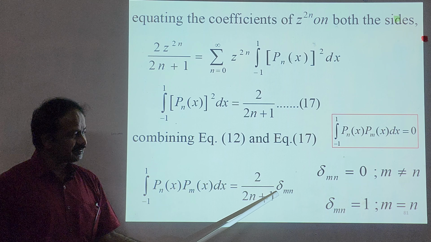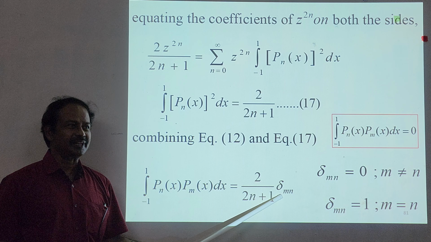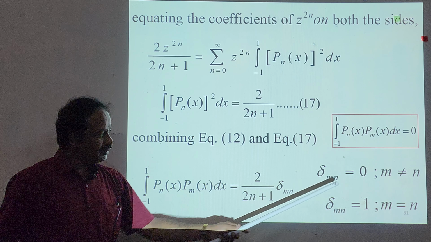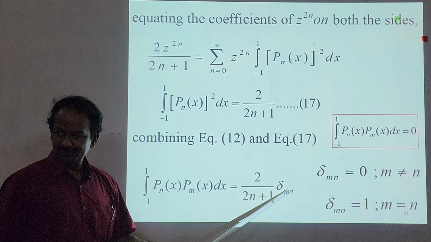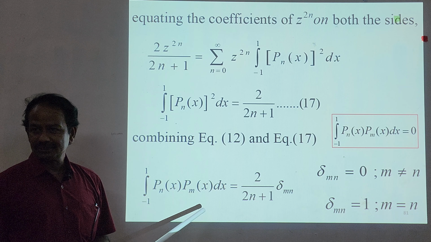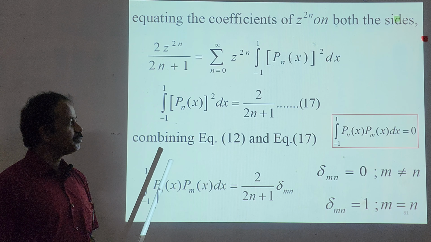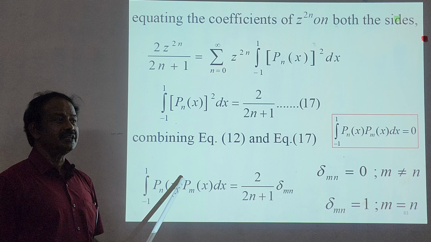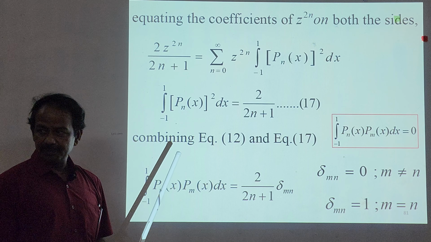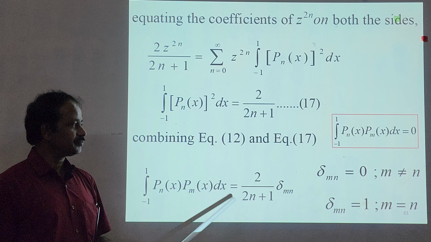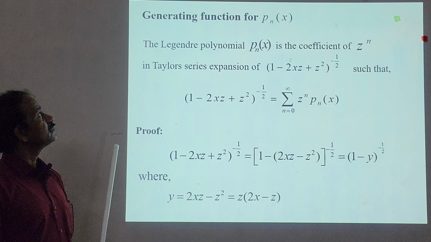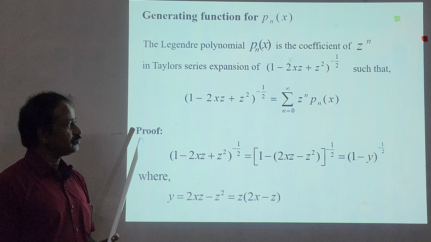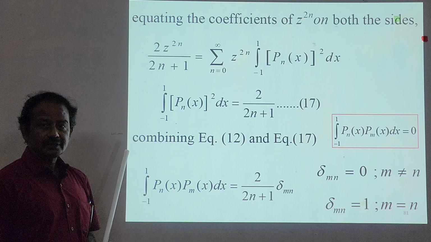Combinedly we can write it, see here, written correctly, with the delta mn. When m is equal to n, the answer is 1. When m is not equal to n, the answer is 0. So this is what the orthogonal property says. Very simple one, and a very important one: the orthogonal property of Legendre polynomials. So we have taken Pm of x and Pn of x. Now, the generating function of Pn of x.